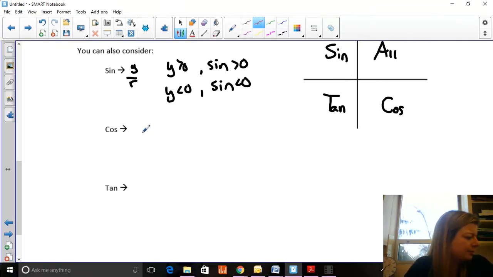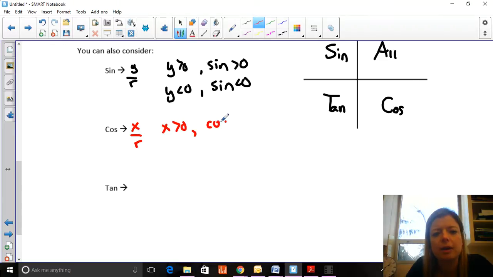Okay, cosine, remember, is just x over r. So wherever x is positive, cos is positive. And wherever x is negative, cos is negative.